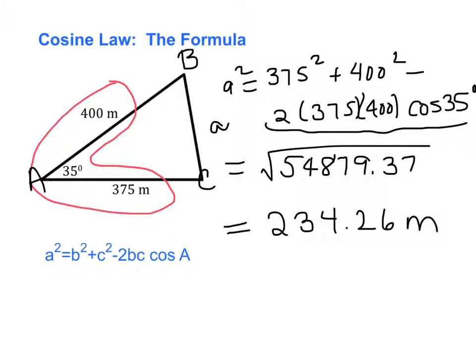And that's really all there is to cosine law. Find your three parts, plug them into your calculator, use your calculator correctly, make sure you're in degree mode, and please don't forget to take the square root.